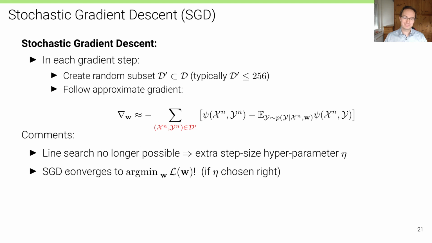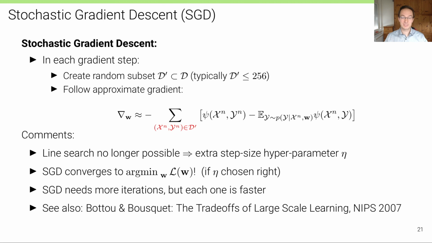It can be shown, as we have seen in the deep learning lecture, that SGD converges to a local minimum, at least, of the loss function if eta is chosen right. And in our particular case here of these log linear models, it even converges to a global minimum. SGD needs more iterations, but requires less memory, and each of these iterations is faster. And there's also a nice article that speaks about the trade-offs of large-scale learning, and that I recommend as a read if you're interested in this topic.